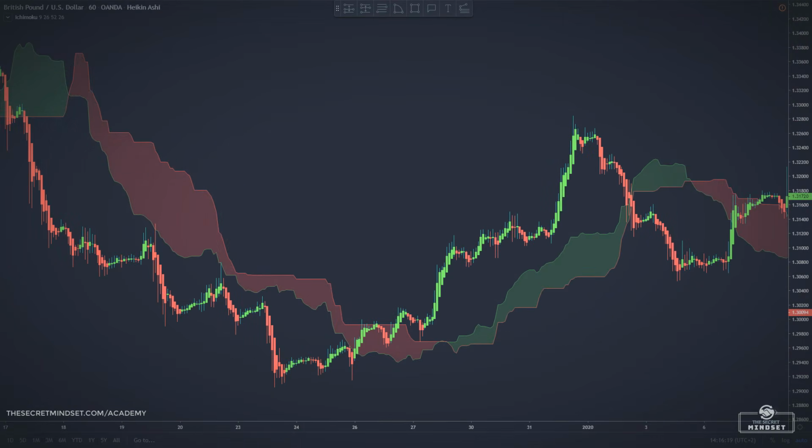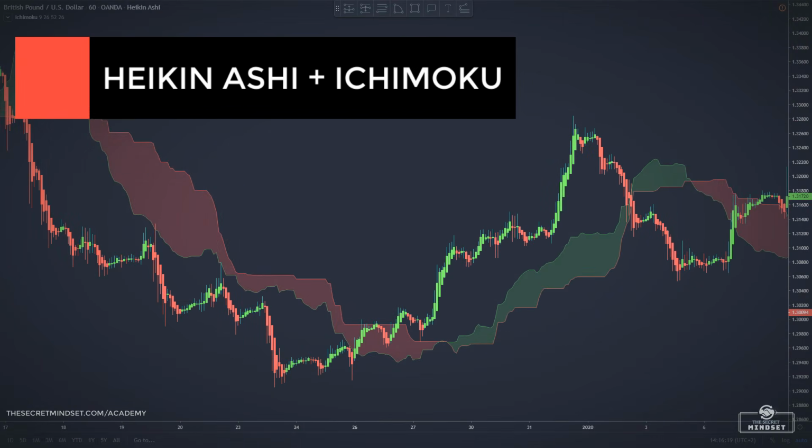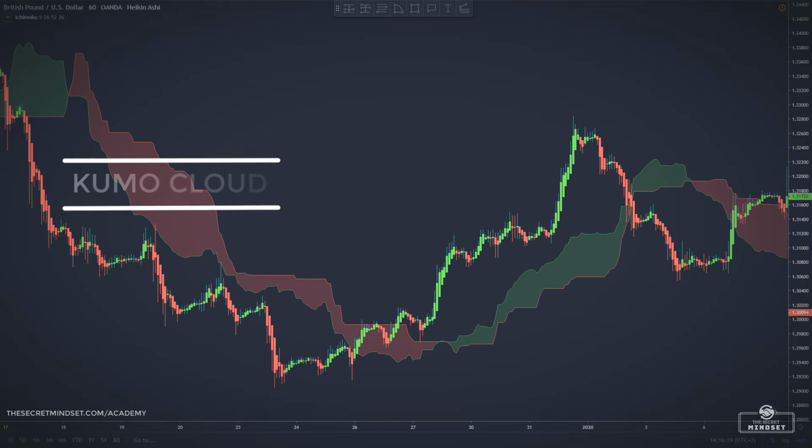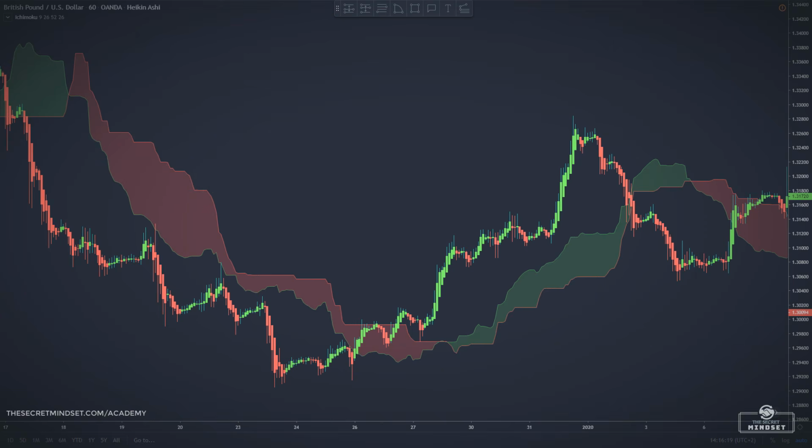The second strategy involves the ICHIMOKU indicator. The ICHIMOKU consists of several components which give it a unique capacity to detect trends and when the trend reverses. One of the components is the Kumo cloud, which is one of the most unique aspects of the ICHIMOKU indicator.